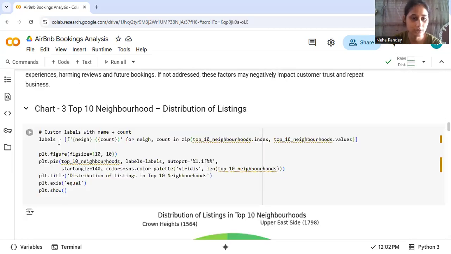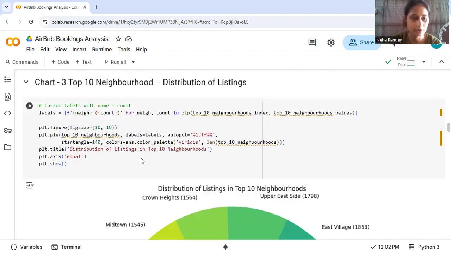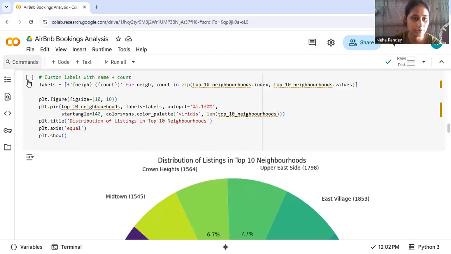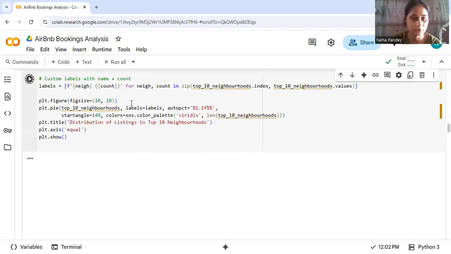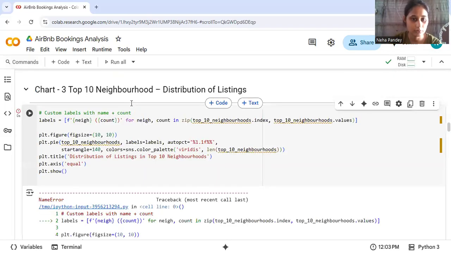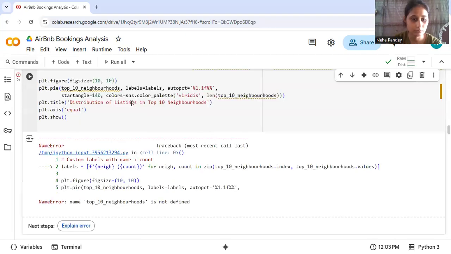Then the third chart: top 10 neighborhood distribution for listings. This is the syntax for the chart.